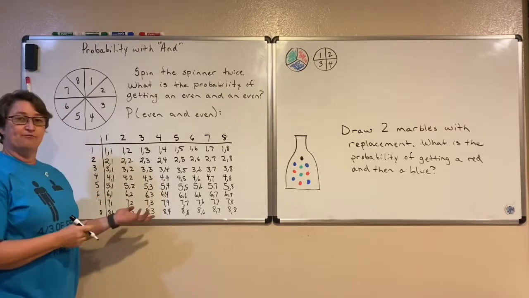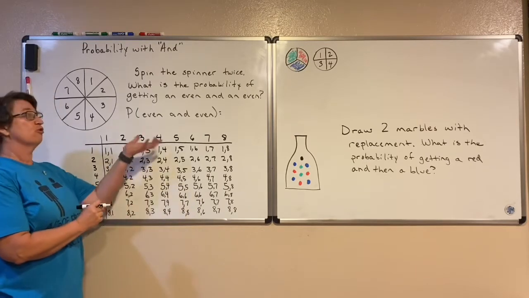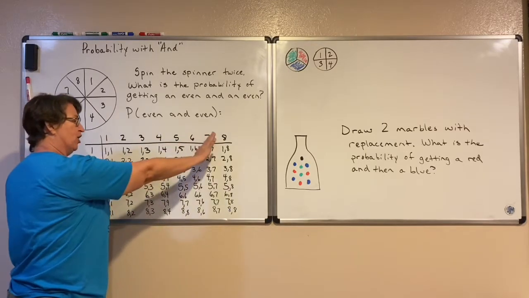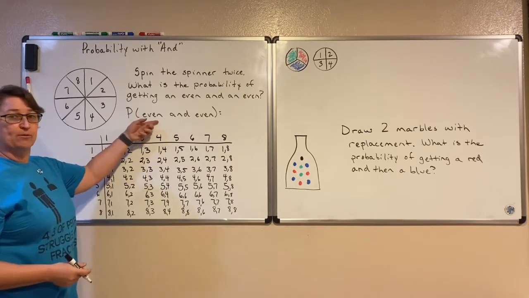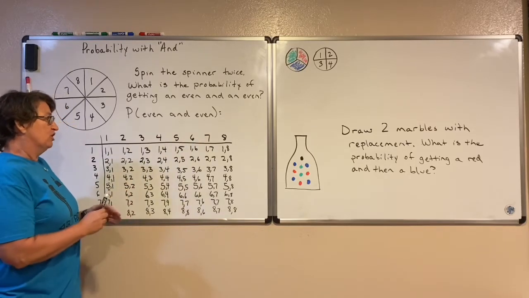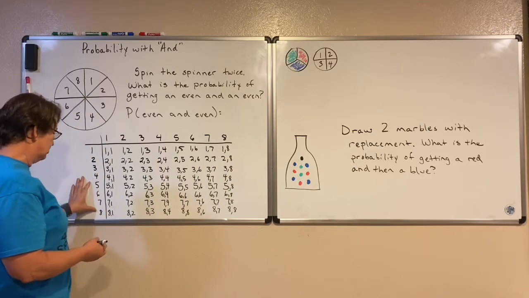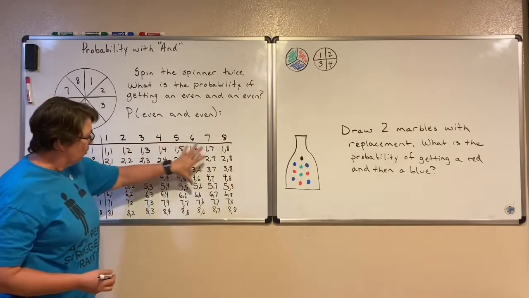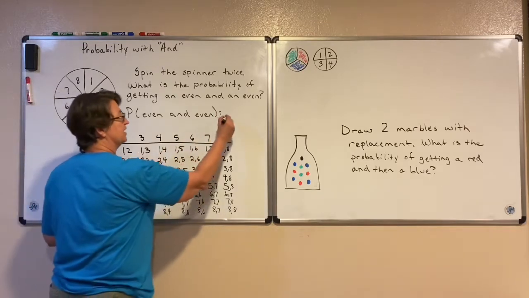So now I have the entire symmetric sample space, all the possible outcomes for spinning this spinner twice, where I could spin 1 through 8 on one spinner and 1 through 8 on the other spinner. And we want to know, what is the probability that I get an even and an even? Well, first of all, let's look at the total number of outcomes. There are 8 rows this way and 8 columns that way. So if I were to count all of them, there would be a total of 64. 8 times 8 gives me 64.